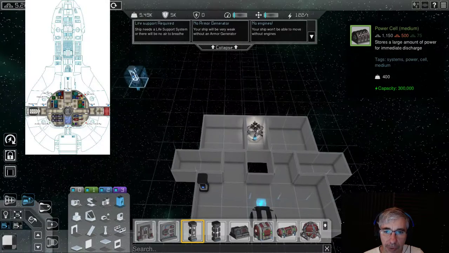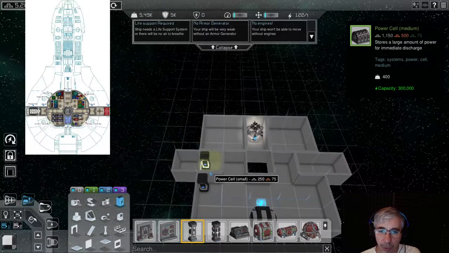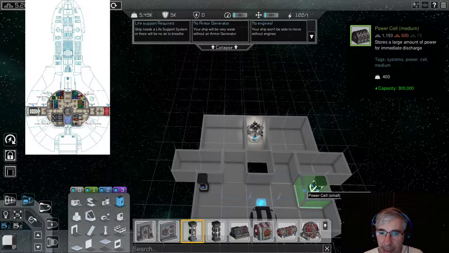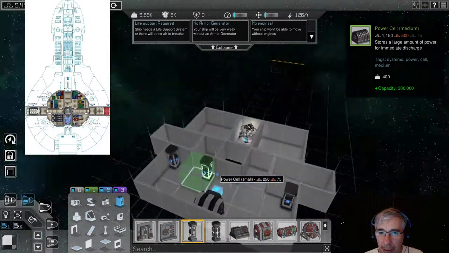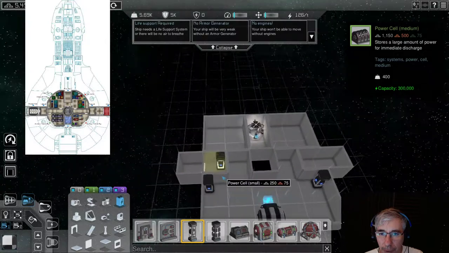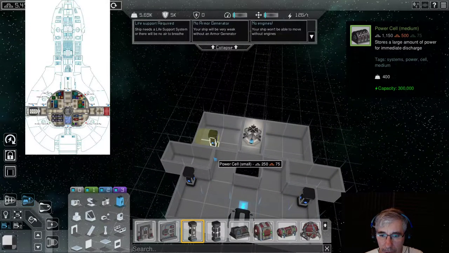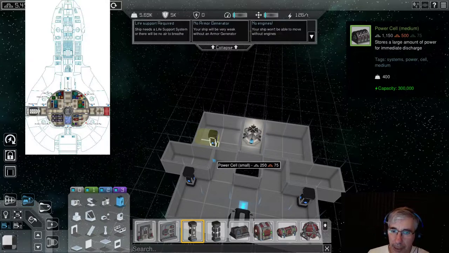Okay, so this is for navigation. We need another power cell because we're going to place these things in different power groups. So one is navigation, that will contain the cockpit and the, what else is contained in navigation beside the cockpit?